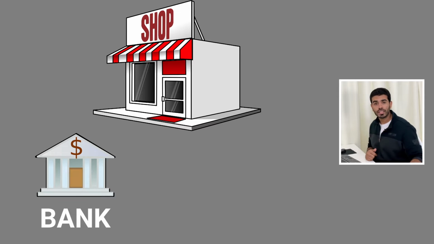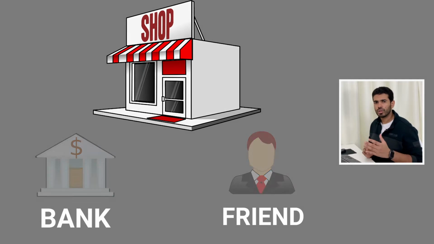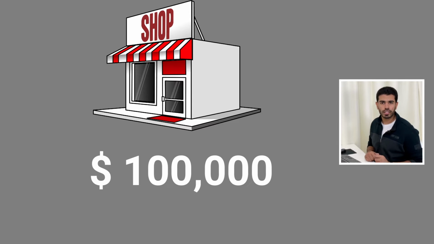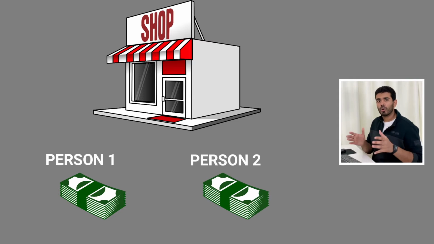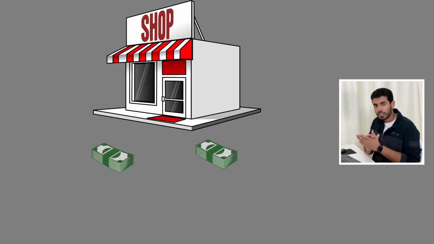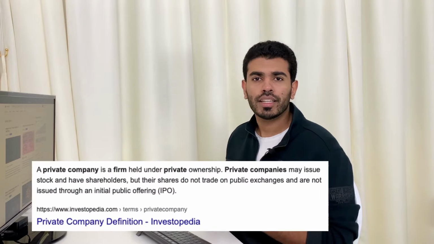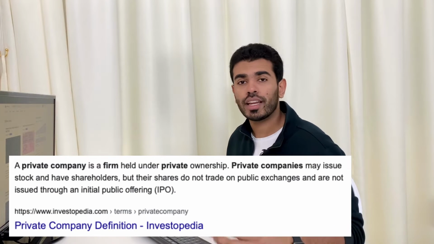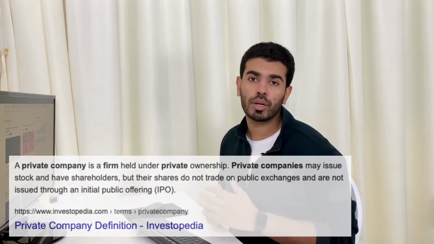Or another option is that you can approach a friend of yours and ask your friend to invest his money into your business. Let's say that the new shop requires about $100,000 to start. You have $50,000. Your friend has $50,000. You both put $50,000 each into the business and you both become 50% owners. So in this case, your company is currently a private company. Why is it a private company? The reason is that not just anyone can invest into your business. If they want to invest, they need to take your approval.